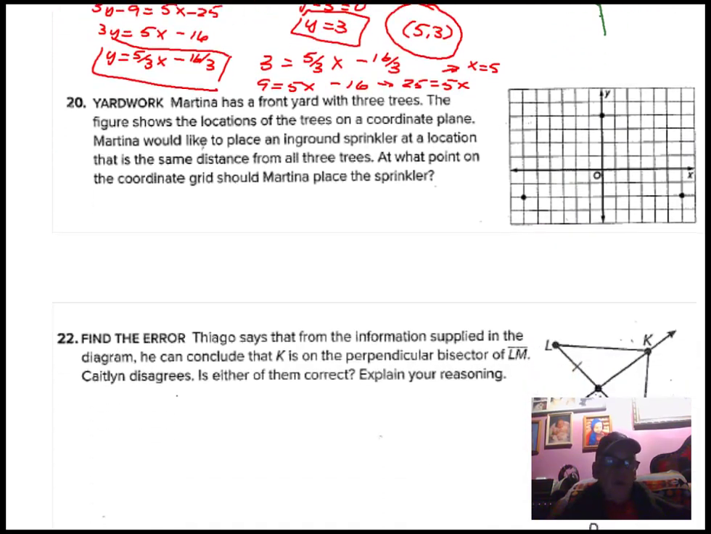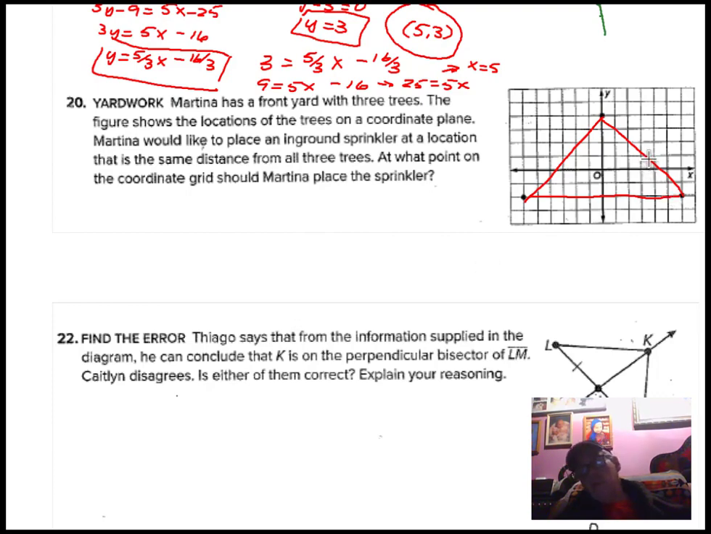She's got these trees in her yard, so since it's already on the graph, probably the best thing to do would be to sketch this triangle in and then find the perpendicular bisectors of the sides by graphing.